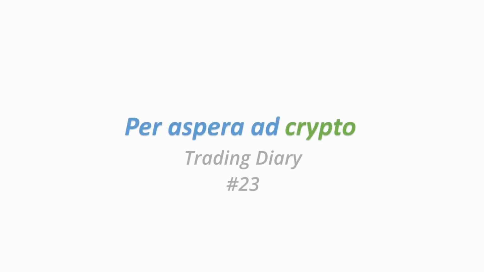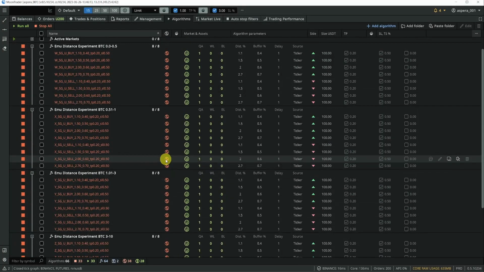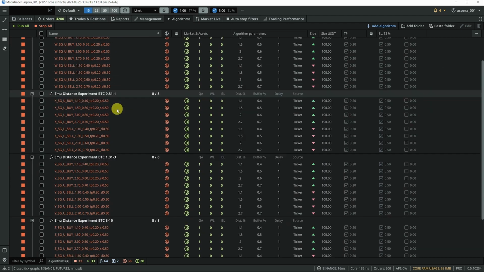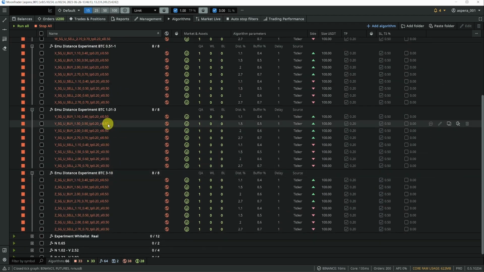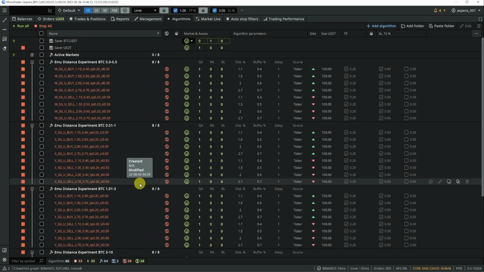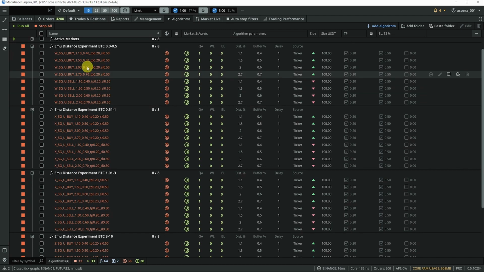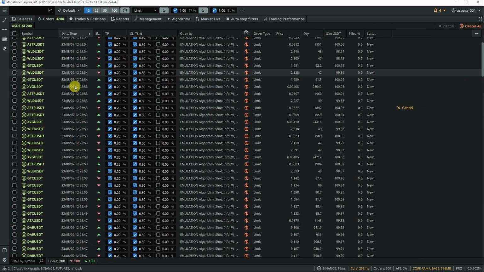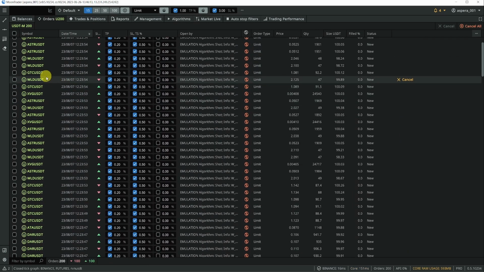Hey everyone. Some time ago I set up an experiment with a lot of emulated algorithms, and I split them across a grid of 4 different Bitcoin volatility levels, 4 different distances, and the buy side and the sell side respectively. They've been gathering data for about 2 weeks now. Here they are, still working hard.